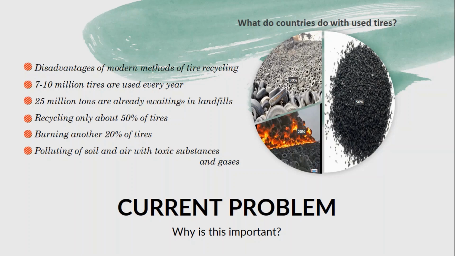Next, what we must know are the current problem, or why processing of tires is important. It's important because modern methods of recycling have different disadvantages. Every year from 7 to 10 million tires are used, so 25 million tons are already waiting in landfills, because only a half of tires is recycled every year, and another 20% are just burned. And the last is that used tires pollute soil and air with toxic substances and gases. An example is benzopyrene gas, which is a strong mutagen and carcinogen.